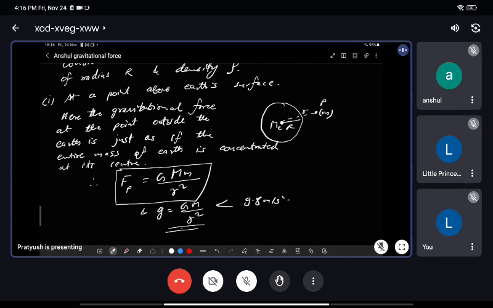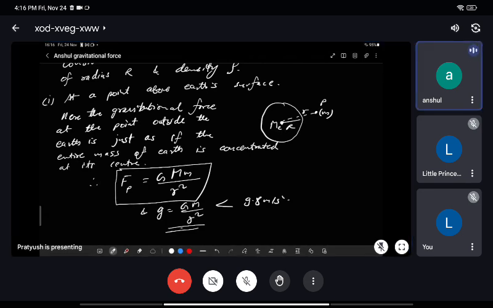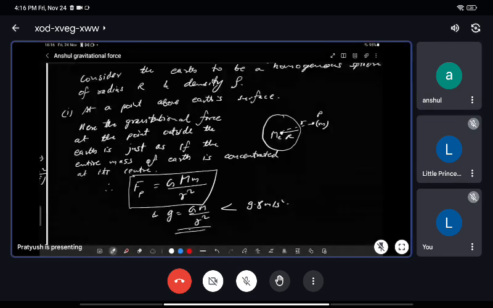Yes, the value of g will be different at poles and will be different at the equator.